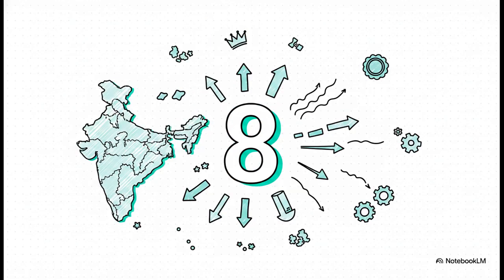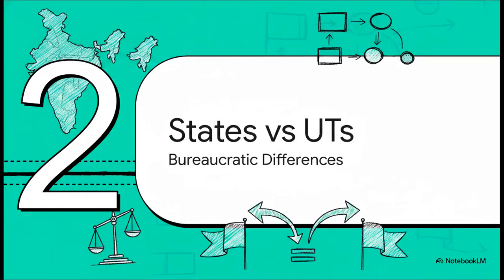But wait, here's where the traditional map gets a really fascinating twist. Alongside those 28 states, India also features 8 distinct union territories. And these territories play by an entirely different set of administrative rules compared to the states, acting as major exceptions to that federal model. Section 2. States versus Union Territories, decoding the bureaucratic differences.